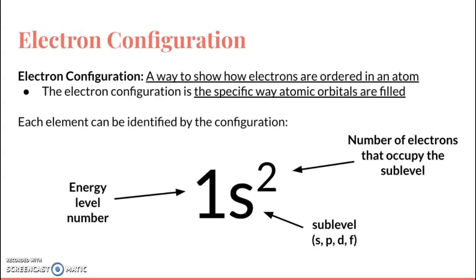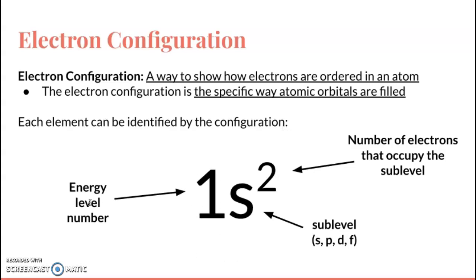We talked about at the very beginning of this lecture how I could be super specific about my address, right? And that's pretty much what electron configuration is. Electron configuration is a way to show how electrons are ordered in an atom, okay? And it's a specific way in which atomic orbitals are filled. So each atom can be identified by this configuration, okay?